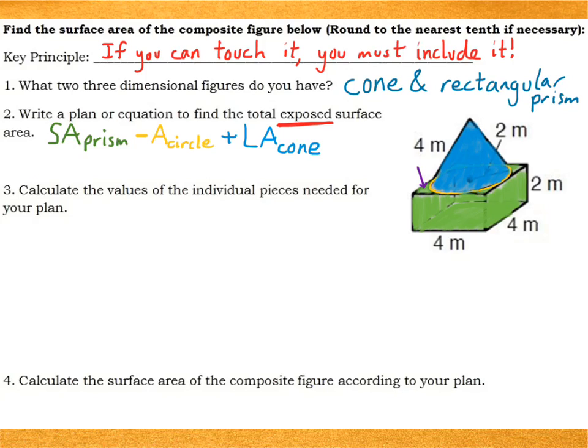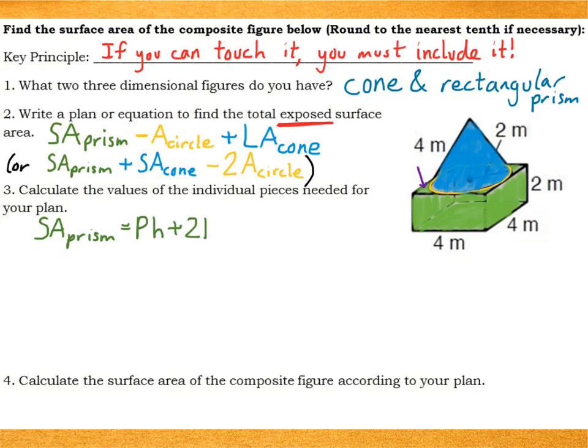Now, there's multiple ways to do this. So it's possible also to write a plan like this: the surface area of the prism plus the surface area of the cone, the total surface area, which would include the bottom, and then subtract 2 circles, because you included it once for the cone and once for the prism. Now that just sounds like more work to me, so we're not going to go that way. Alright, so let's calculate the individual pieces then.